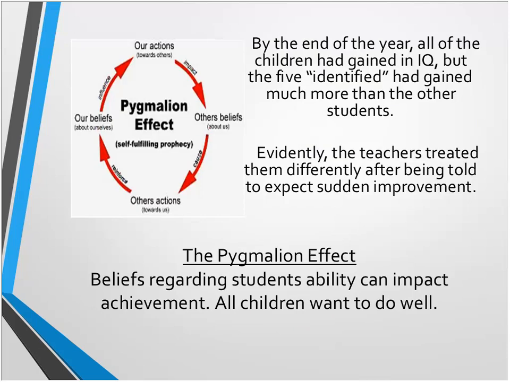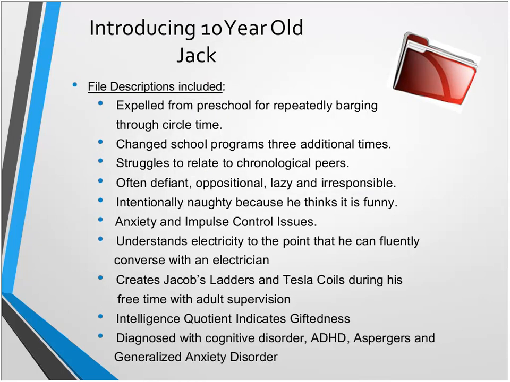So this is called the Pygmalion effect. And so if we believe that all children have the ability to do well, they very likely will. And all children want to do well. There is no 8-year-old child who wakes up in the morning and says, I want to be really difficult in my class, and I want to not do well in my assignment, and I want to get in trouble.